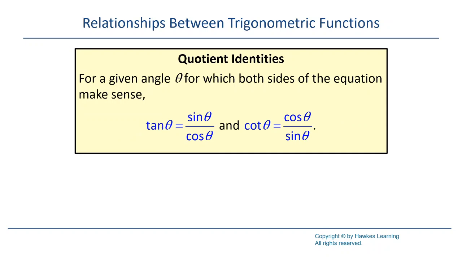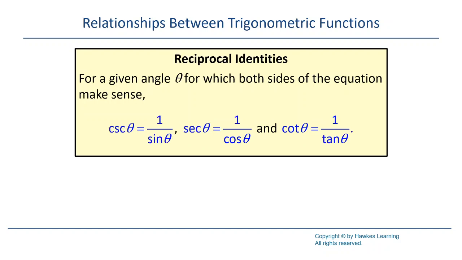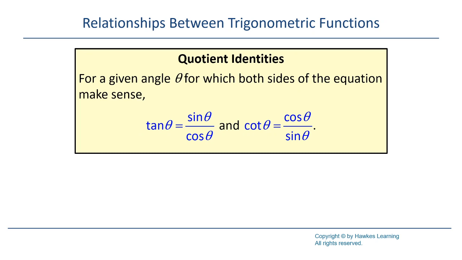And then the quotient identities once more. Tangent is sine over cosine. Cotangent is cosine over sine. So if SOHCAHTOA doesn't work and you have sine and cosine, you can get to the rest of them from here.